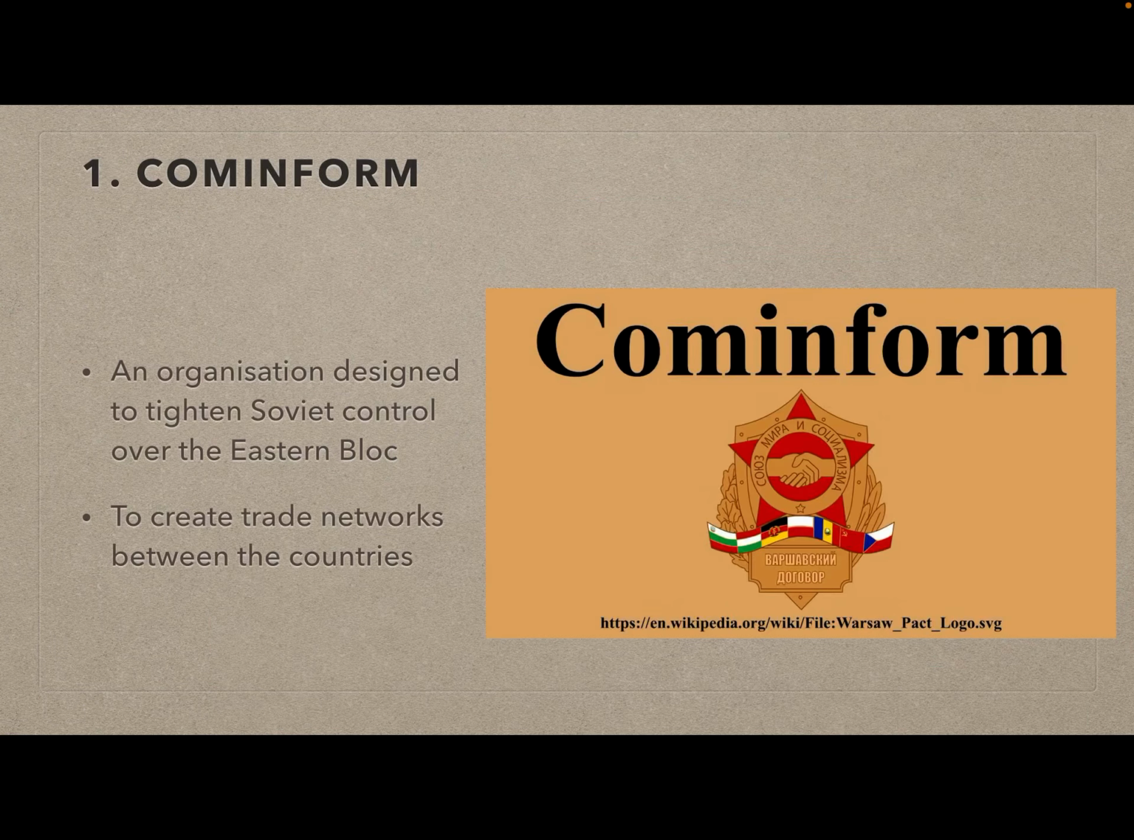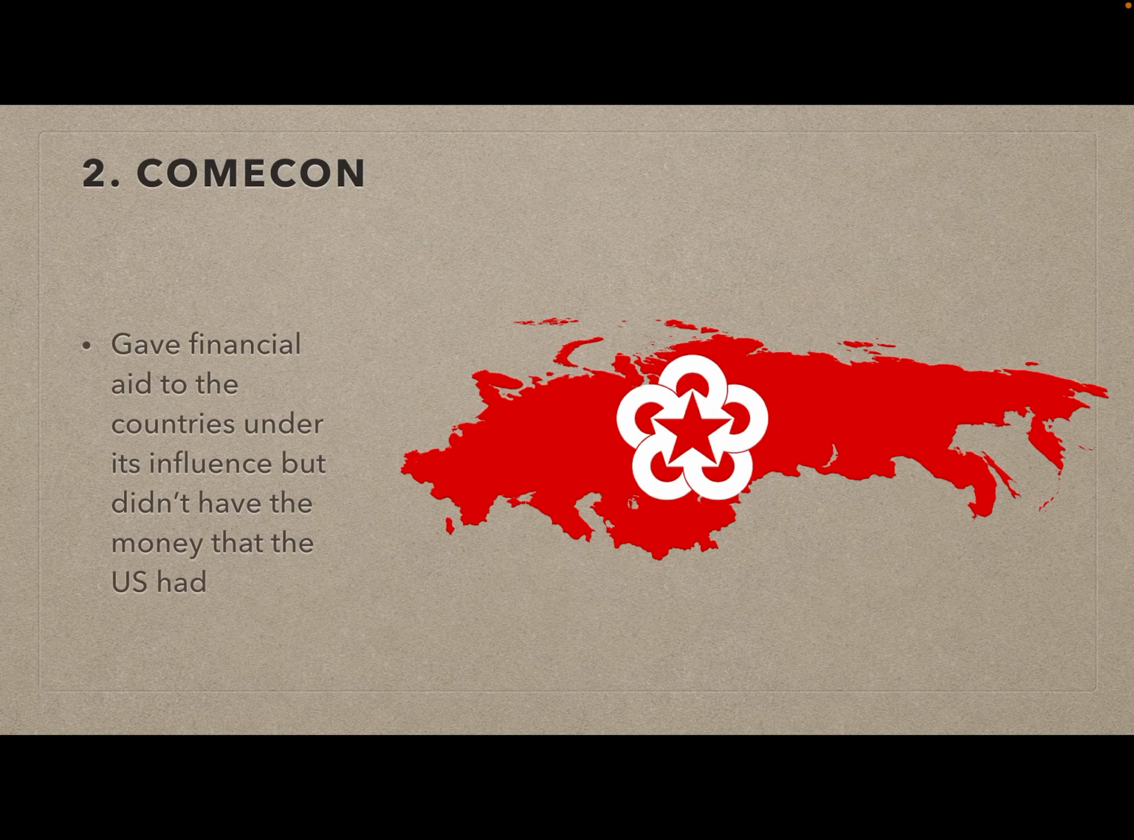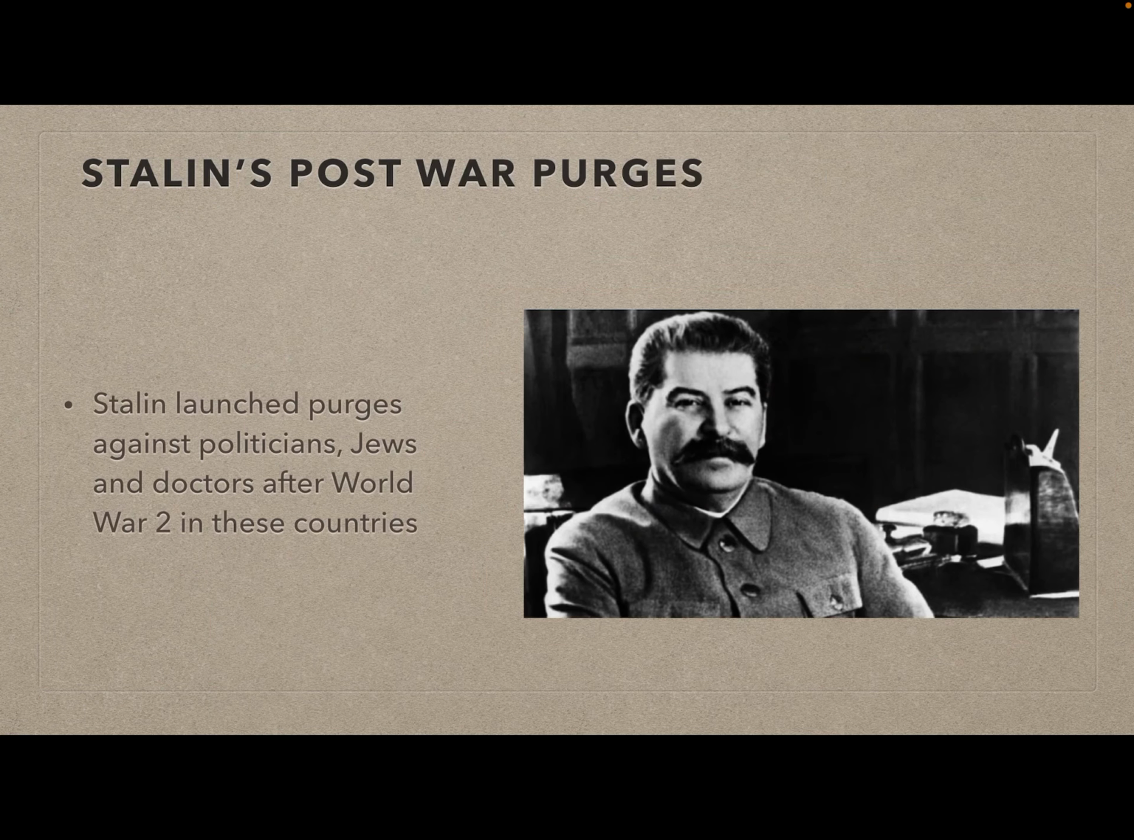So what was the Soviet response to Marshall Aid and the Truman Doctrine? They established the Cominform, which was an organization designed to tighten Soviet control over the Eastern Bloc and to create trade networks between the countries. They also established the Comecon to give financial aid to the countries under their influence, but it didn't have the money that the US had to make such a big difference to the economies in the East.